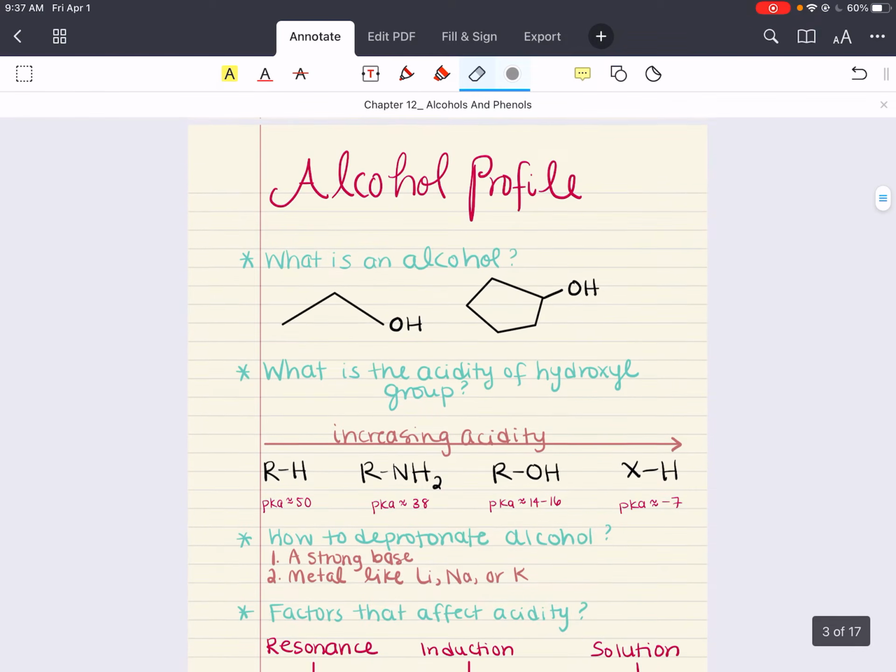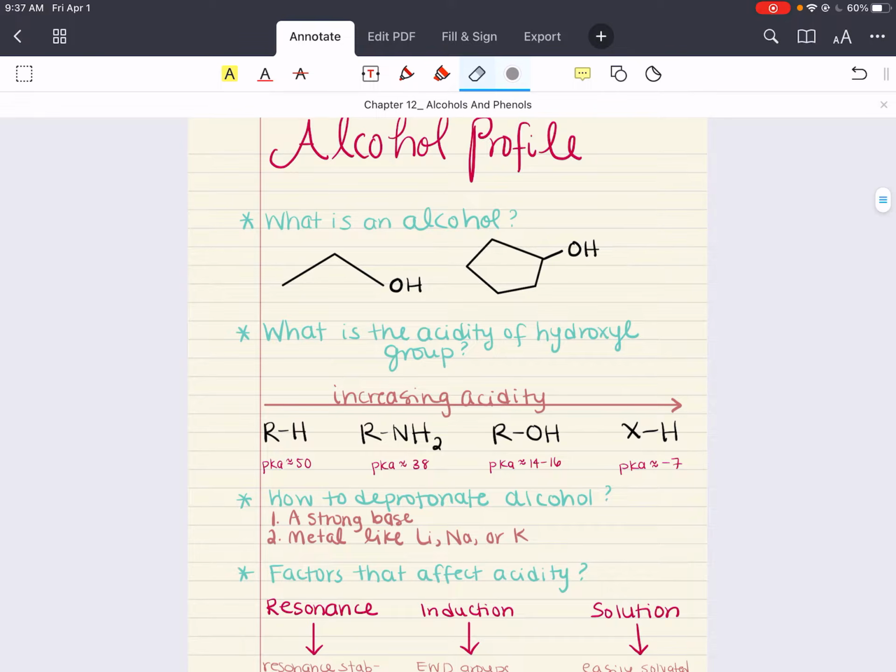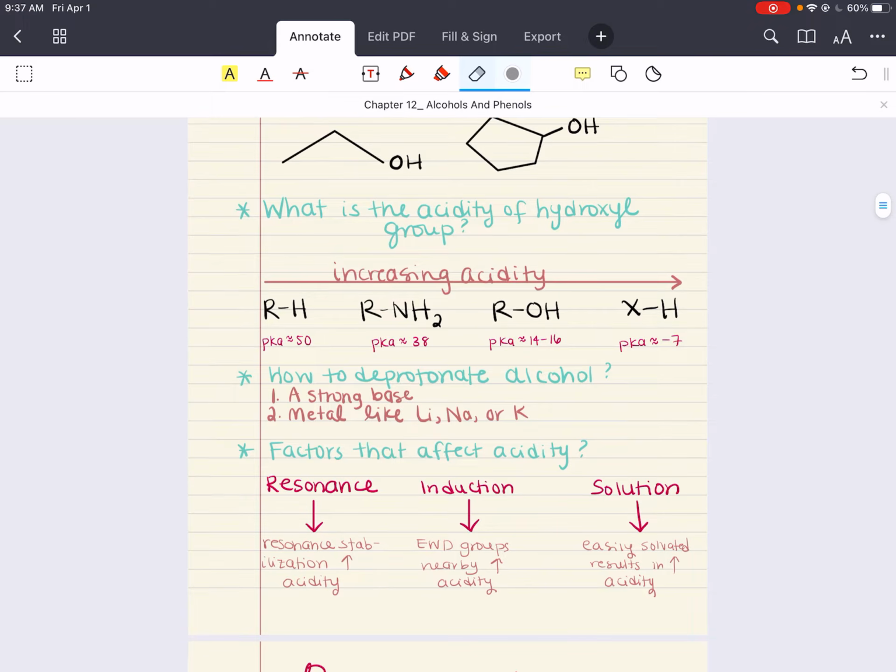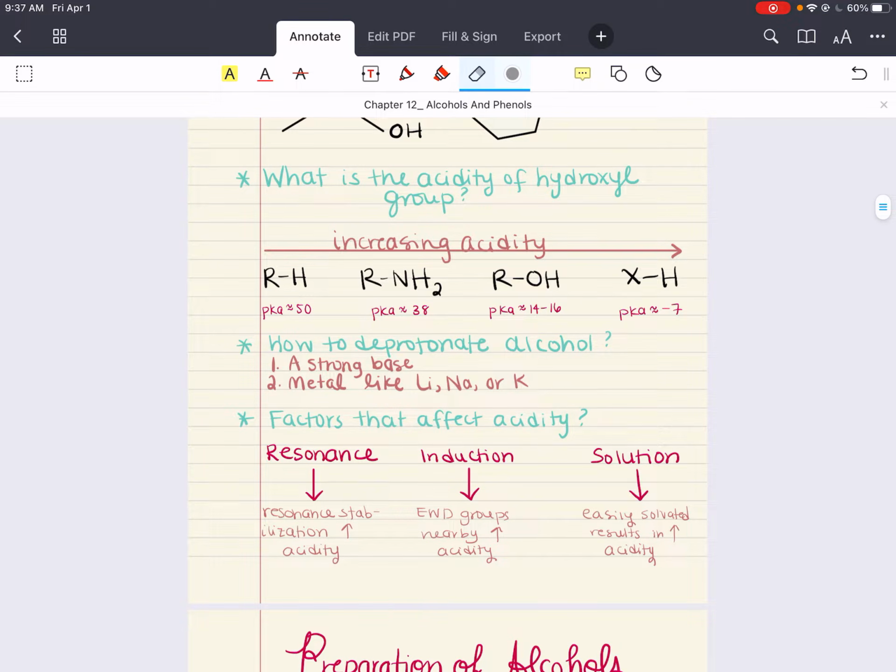But first, an introduction to alcohols. What is an alcohol, you might ask? Well, alcohols are compounds that possess a hydroxyl group, so an OH group, connected to a sp3 hybridized carbon atom. And these are characterized by name with the ending -ol. Now, alcohols are more acidic than amines or alkanes, but they're less acidic than hydrogen halides.